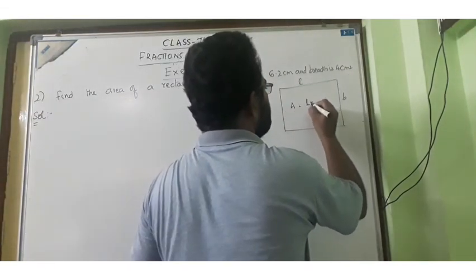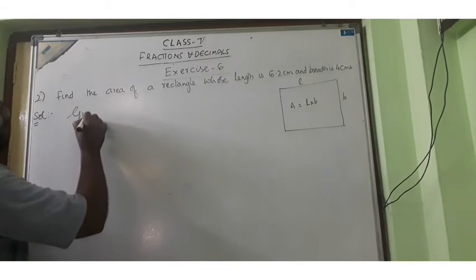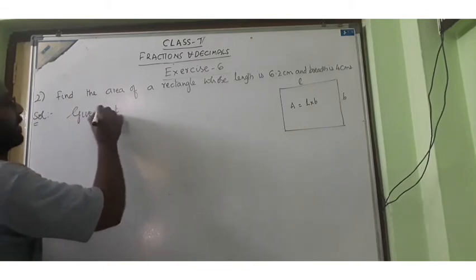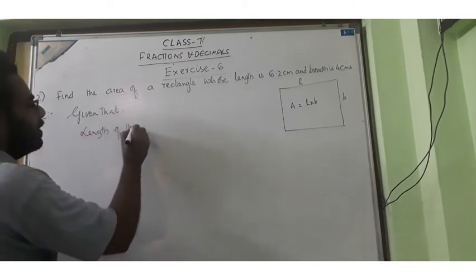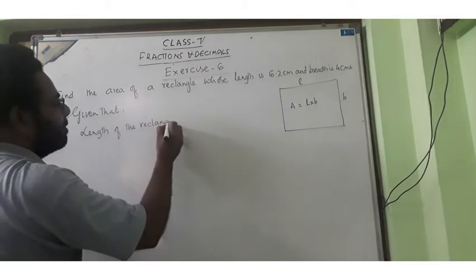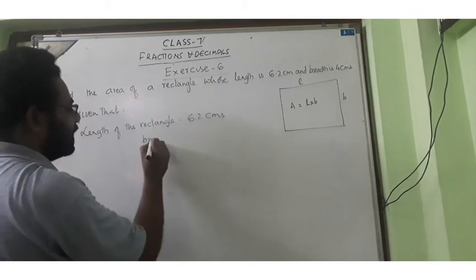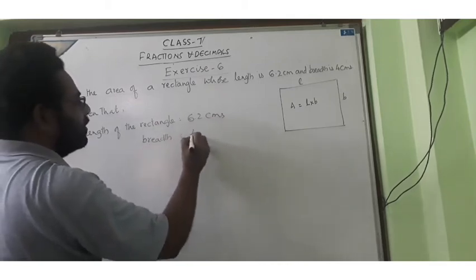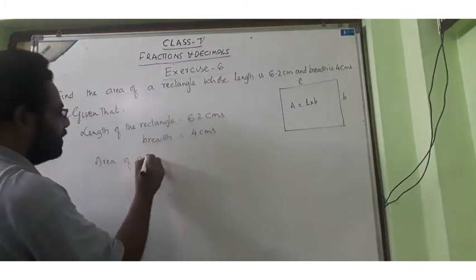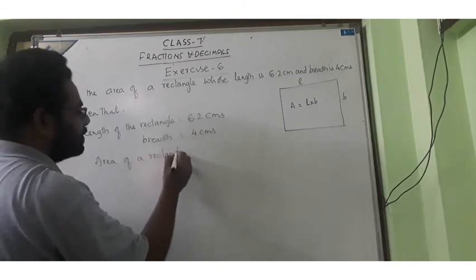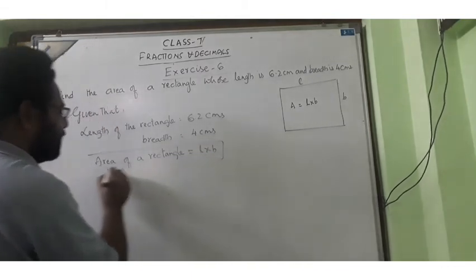Area of a rectangle is equal to L into B. That means we have to multiply these two. Okay. For this working we have to write down: given that, length of the rectangle is equal to 6.2 centimeters and its breadth is equal to, they have given, 4 centimeters. Here we have to write the formula, area of a rectangle is equal to L into B. So this is the identity or formula, so we have to keep it in a bracket.